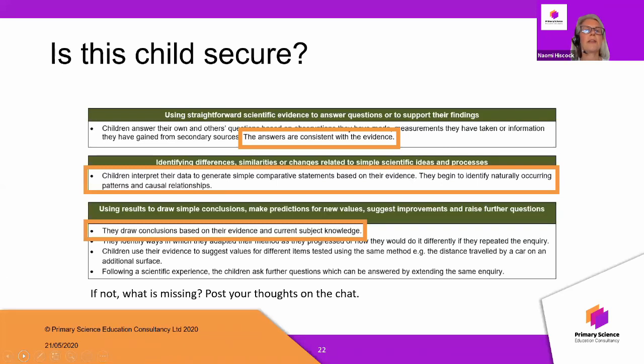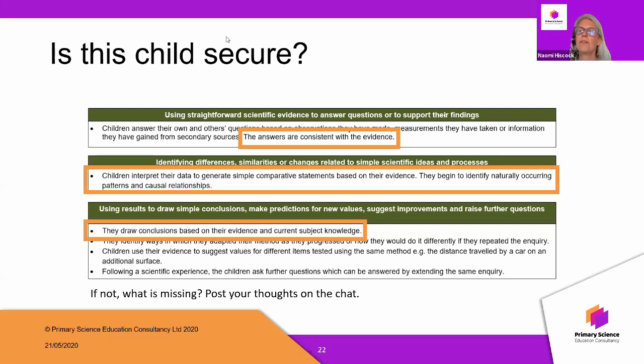So let's go back and think about the working scientifically objectives. So again, if you can just think about those objectives, and think about whether you think Max is secure or whether he needs more support or some more opportunities. Is there anything missing? I'm getting distracted because one of our computers has crashed, but I'm just going to carry on anyway.